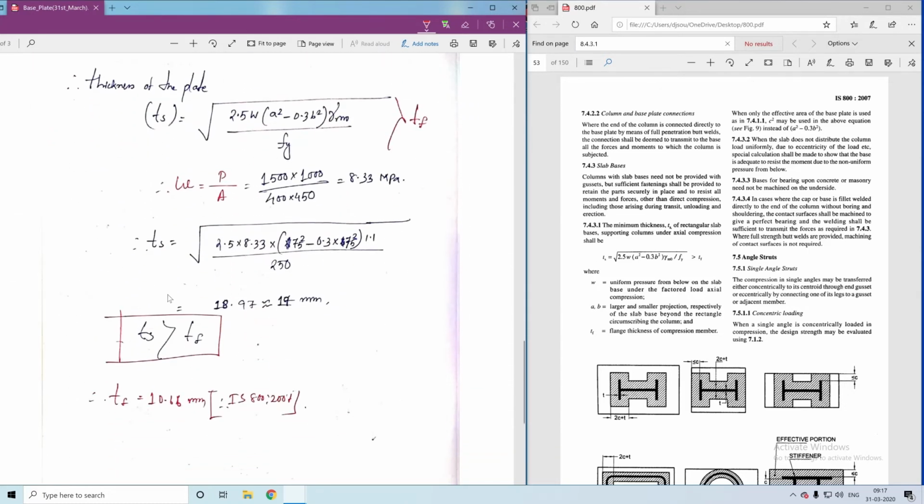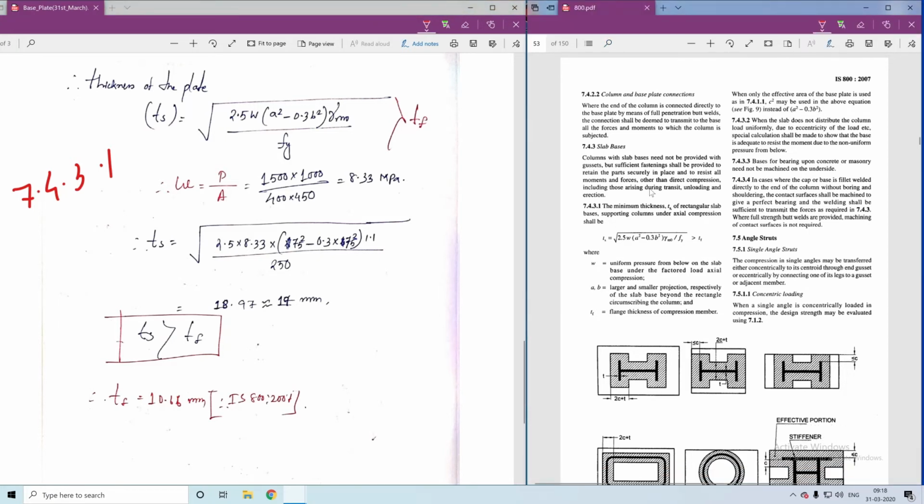Now the important part is the thickness of the plate. It can be calculated using IS 800 clause number 7.4.3.1. So this is the code. Here you can see this is the thickness formula. W is the uniform pressure below the slab base. A and B are the projected parts and T is the thickness of the flange.